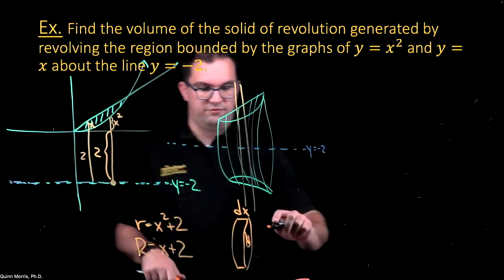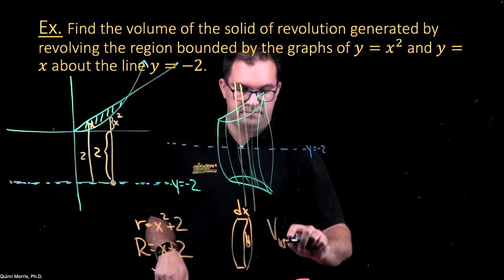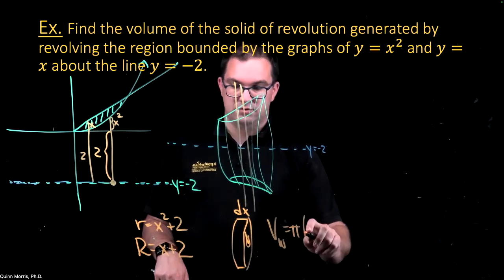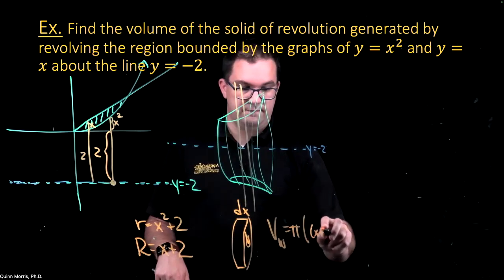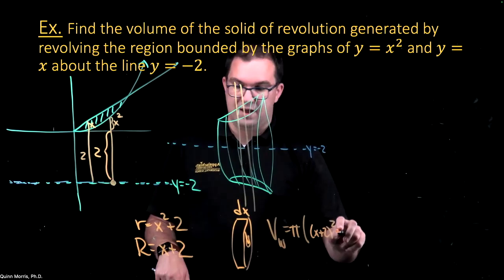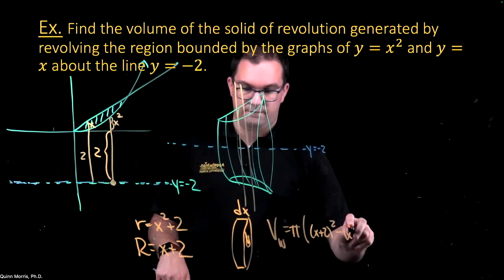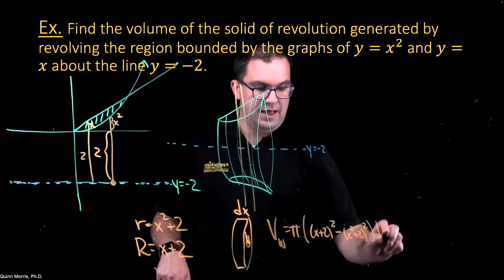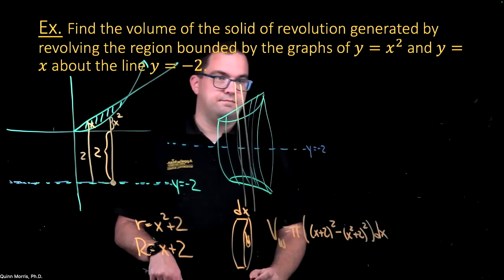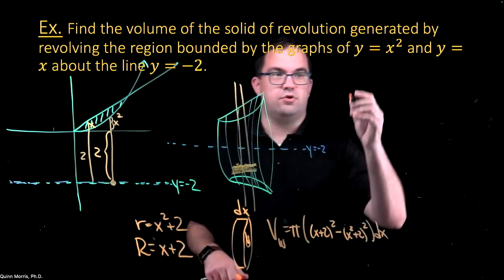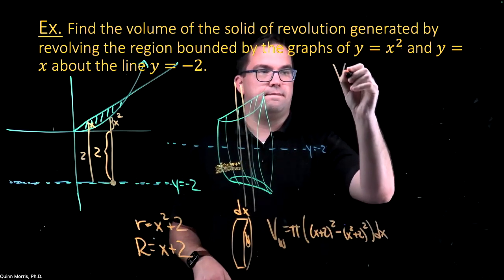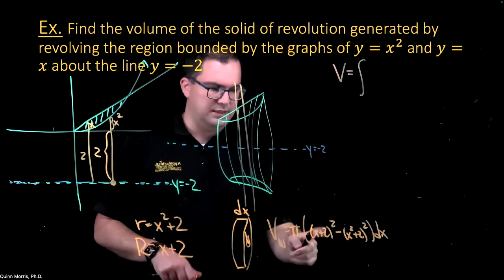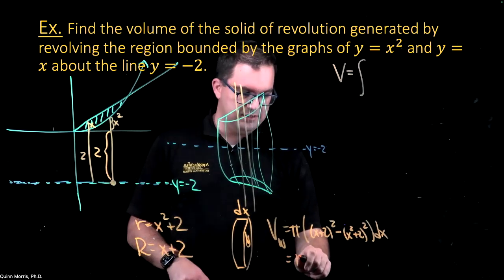So then the volume for my washer, right, is pi outside radius squared minus inside radius squared dx times height. Okay. And now to find the total volume, I ought to integrate this quantity. Now, before I do that, actually, let me come back over here and simplify this a bit.